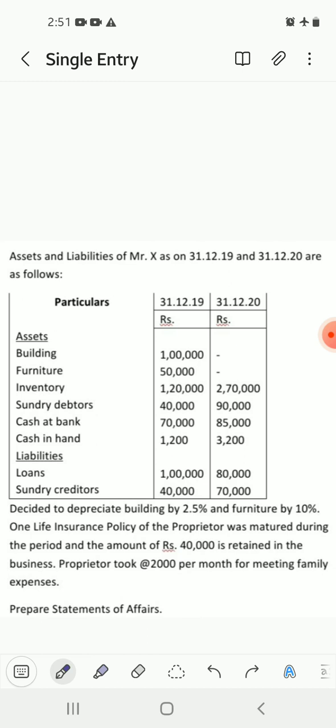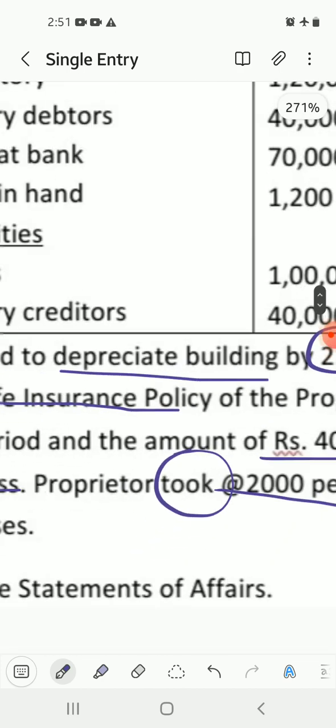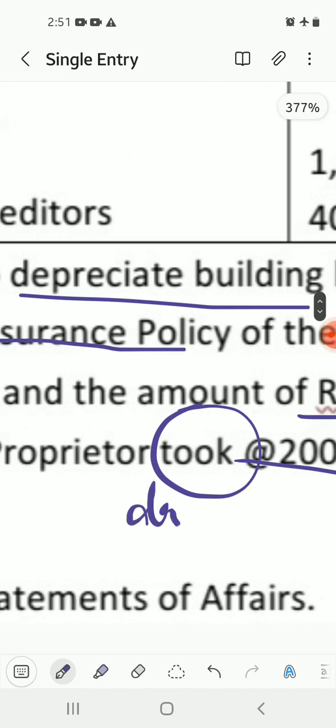It's also stated that he decided to depreciate the building. So depreciation on building is 2.5% and 10% depreciation on furniture. There is also one life insurance policy of the proprietor which had matured and we had got 40,000 out of it, which he had retained. Retained means he has kept it in the business. The proprietor took 2,000 per month. It means for personal use, so this is treated as drawings.